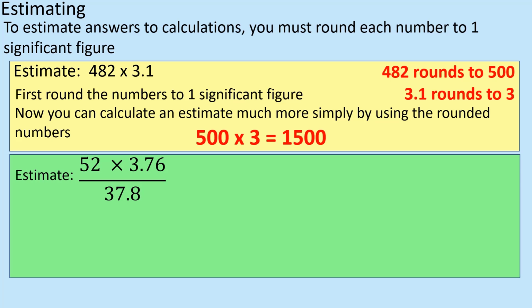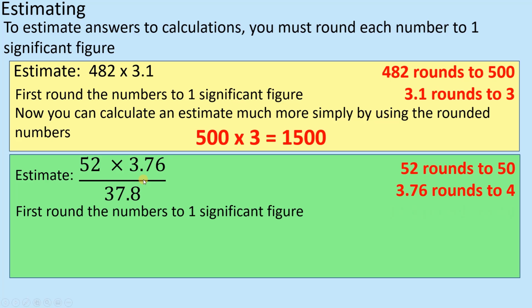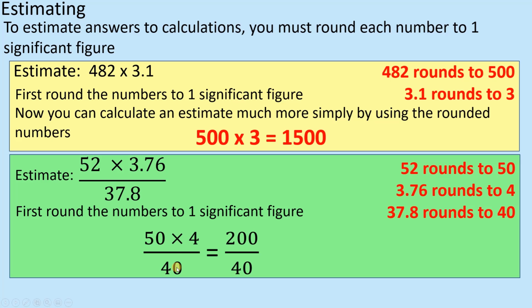Okay, so let's have a look at this one. And again, you'd be amazed how many people try and do this. What we've got here is one significant figure, so the nearest 10 is 50. The first significant figure is a whole number, so the nearest whole number is 4. Underneath here, your first digit is a 10, so the nearest 10 is 40. So you're going to have 50 times 4 divided by 40. 50 times 4 is 200, divided by 40 is going to give you 20 over 4, which is going to be 5. And that's your answer.